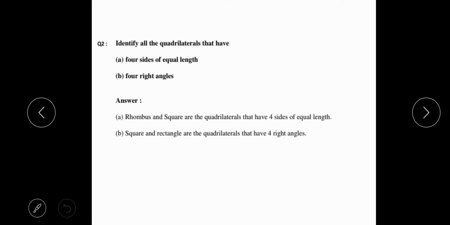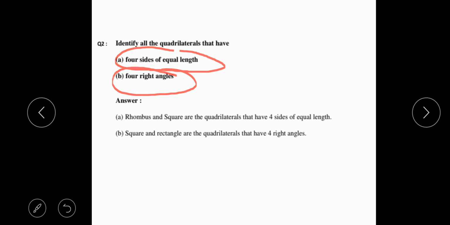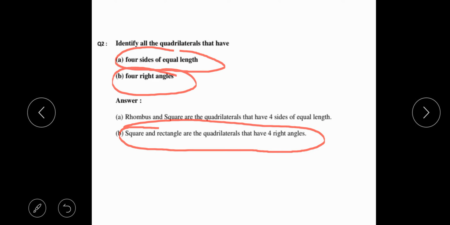Now let's look at the second part. Identify all the quadrilaterals that have four sides of equal length, and second, four right angles. You know very well that the quadrilaterals in which all four sides are of equal length are the rhombus and the square. The square and rectangle are the two quadrilaterals in which all four angles are right angles.